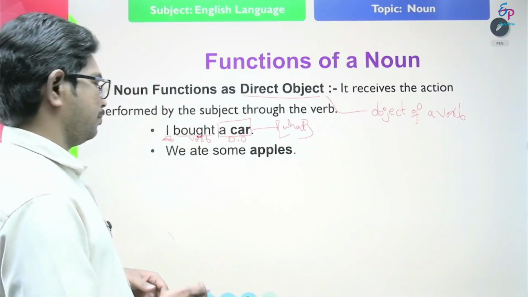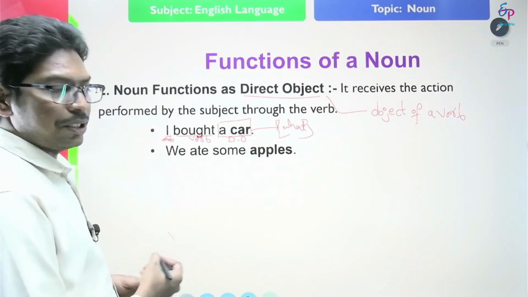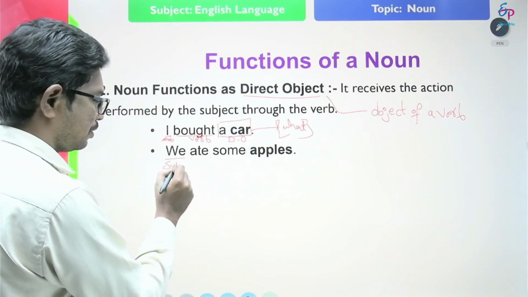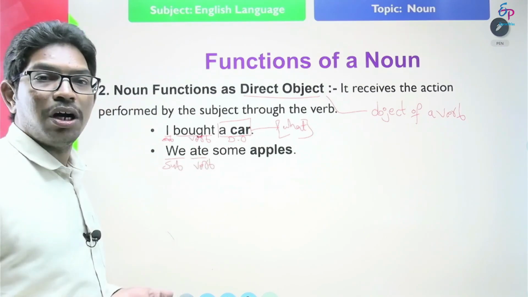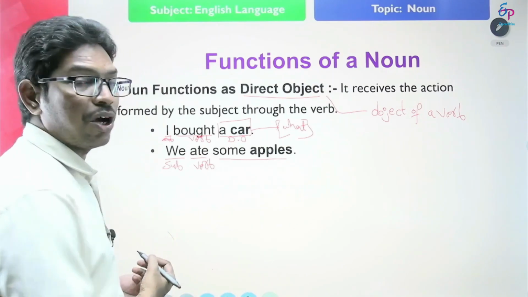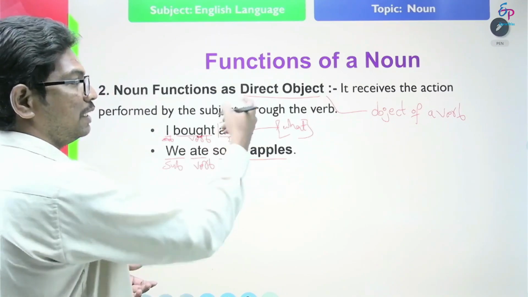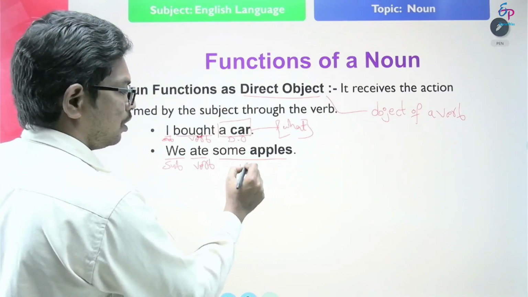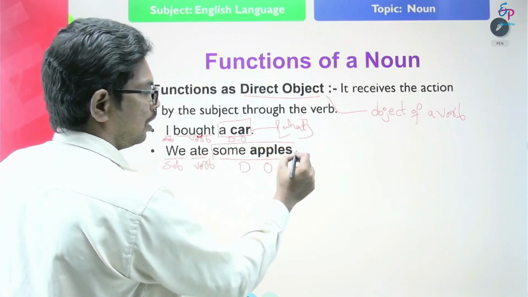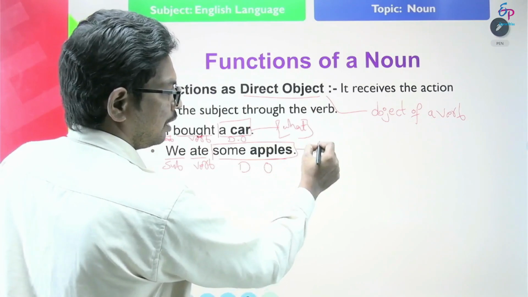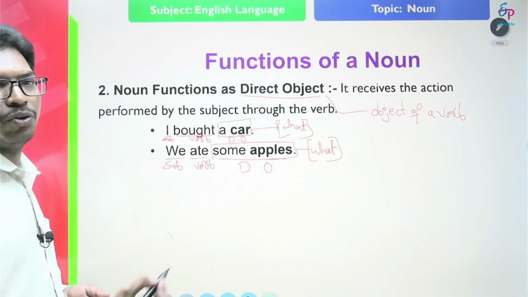Look at another example. We ate some apples. We, what is we? This is subject. What is ate? This is verb. We ate what? Some apples. This is noun phrase. So we are talking about apples, that is functioning as direct object. It answers the question what we ate. What is direct object? It answers the question what or whom.